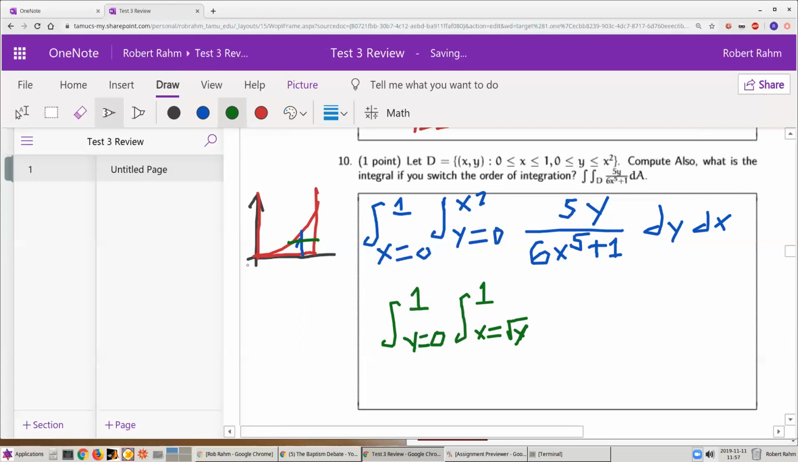Okay, why does y go from 0 to 1? Well, the 0, I think, is kind of obvious. Y is going to go from this 0 up to this point. Well, this point is where the parabola y equals x squared intersects x is equal to 1. So in other words, the x coordinate is going to be 1. So that means the y coordinate is going to be 1 because y is equal to x squared. And then we'll have 5y divided by 6x to the power of 5 plus 1 dx dy.